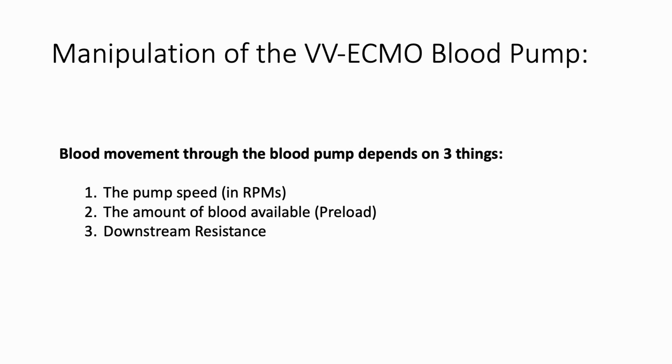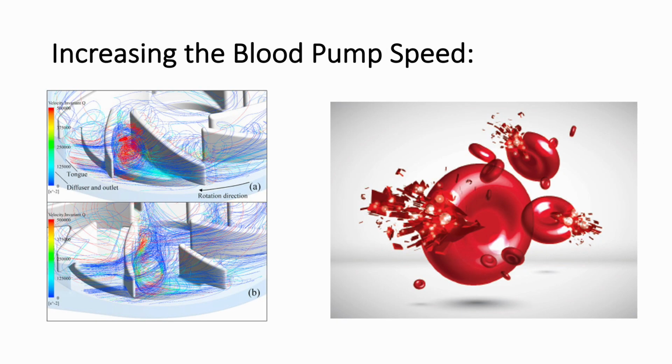1, the pump speed, measured in RPMs or revolutions per minute. 2, the amount of blood available, that is the preload. And 3, the downstream resistance, which is essentially the afterload. We can start with the effect of the RPMs on flow. By increasing the RPMs of the motor, we're attempting to increase the amount of blood that's being pumped through the pump head over time, thus increasing the blood flow.